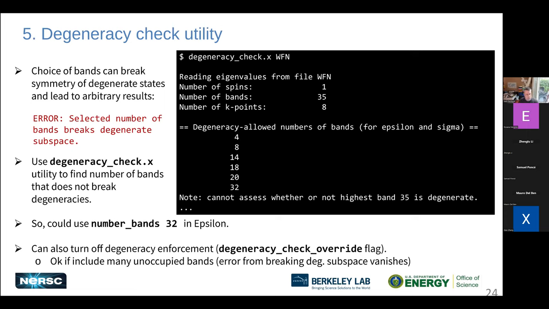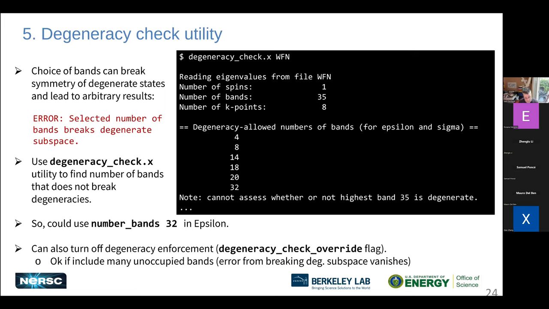Where the degeneracy check is most important is when you're computing the self-energy correction for a set of bands. What you want to make sure is that if you're computing the self-energy for, let's say, one band near the gap of a semiconducting system, you include all of its degenerate pairs.